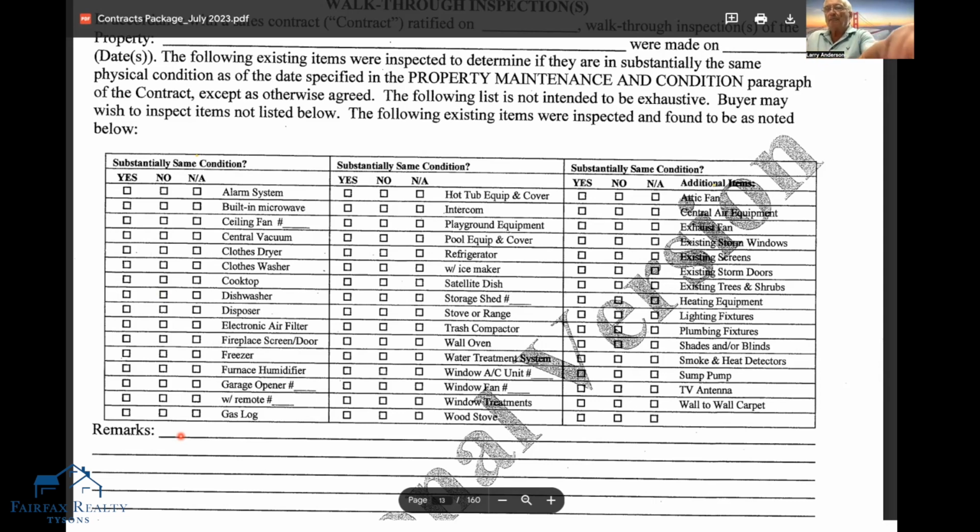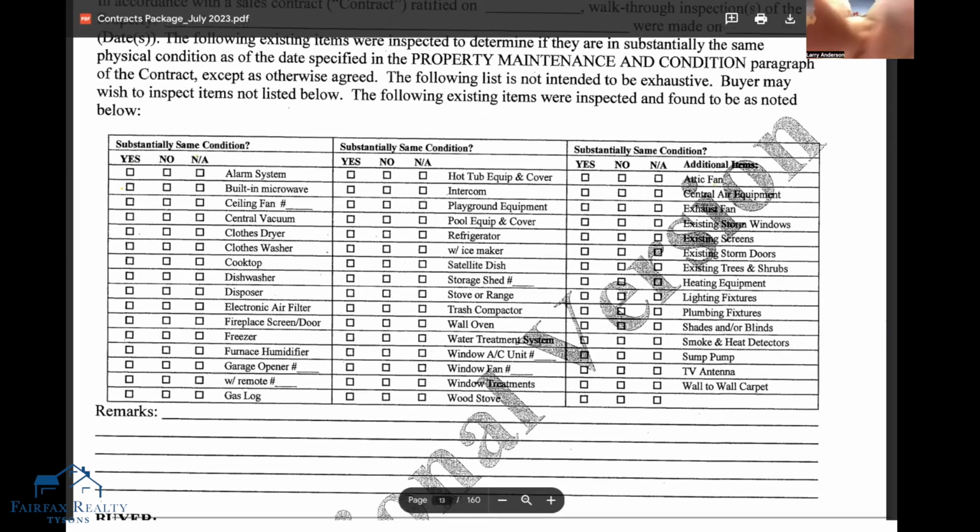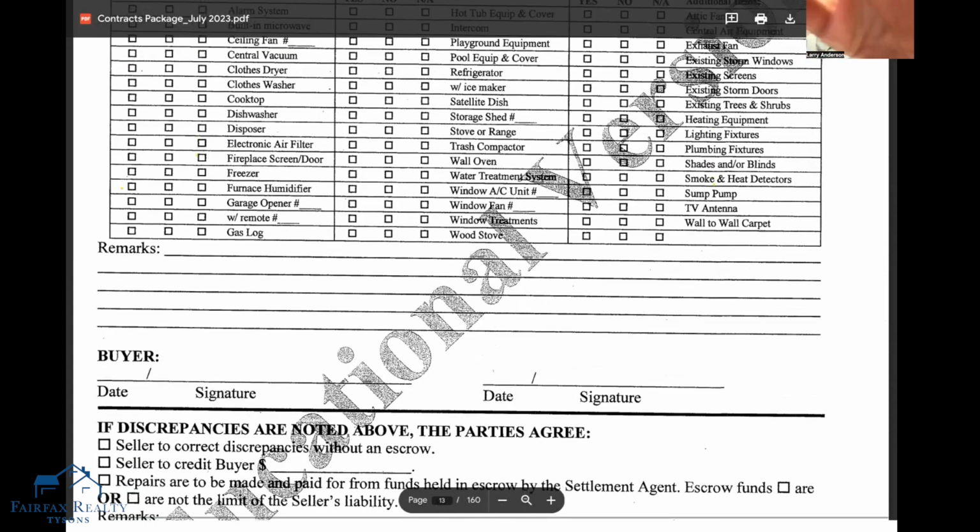Okay. And this form confuses a lot of people because they do not read "substantially the same condition." So when they do their walkthrough, they'll check yes, it worked, or no, it didn't work, instead of what the form truly says. You okay with that form? A lot of times what I will see down here in the remarks section is "everything worked fine." Okay. They didn't even attempt to fill out this.